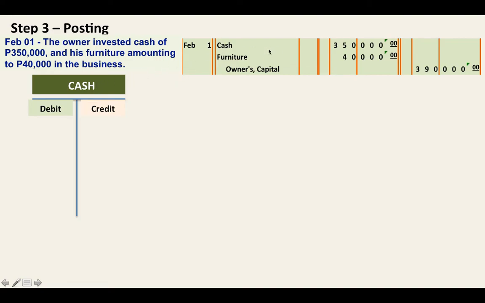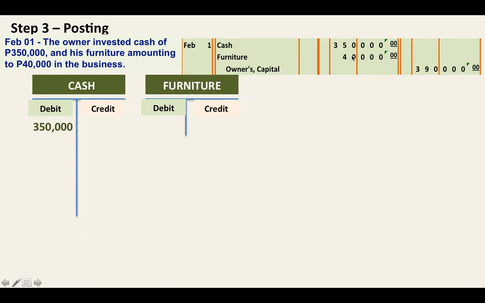So this is cash. You have to record 350,000 here because the journal entry is debit cash 350,000, debit furniture 40,000, credit owner's capital 390,000. So you have to transfer cash on the debit side, 350,000. And then open the GL account for furniture and record the 40,000 on the debit side of the furniture.